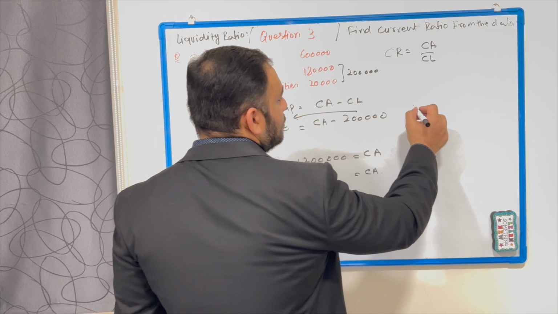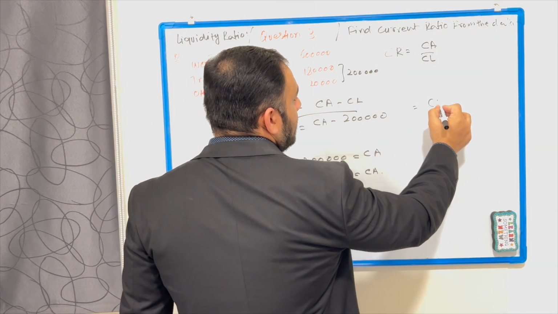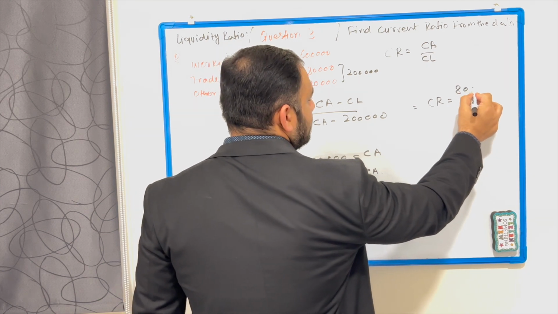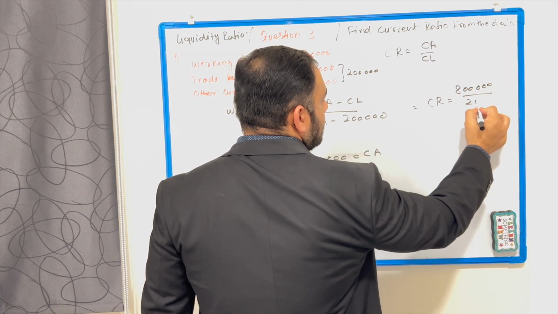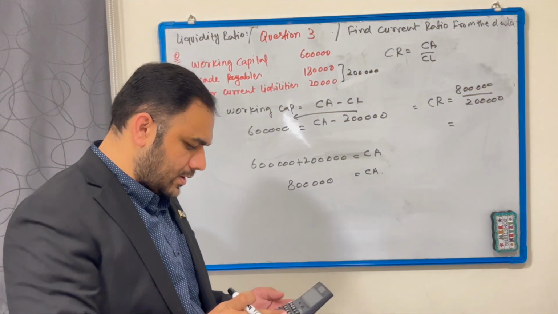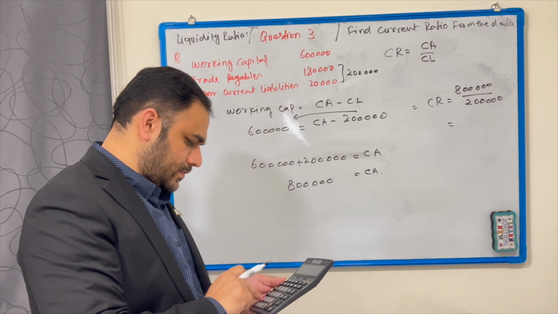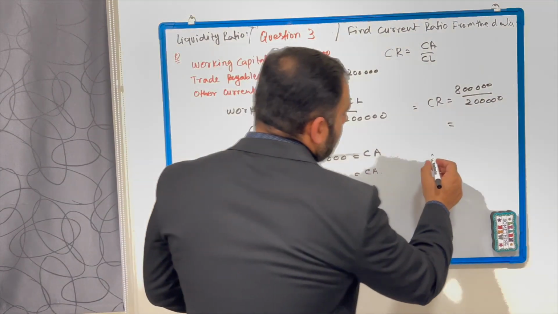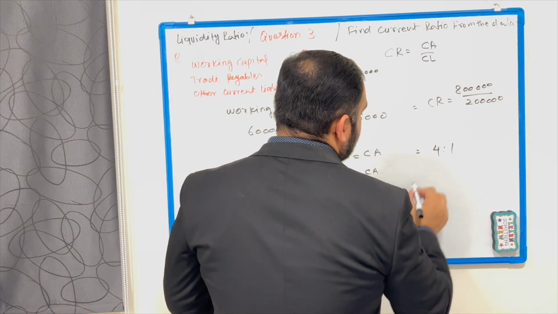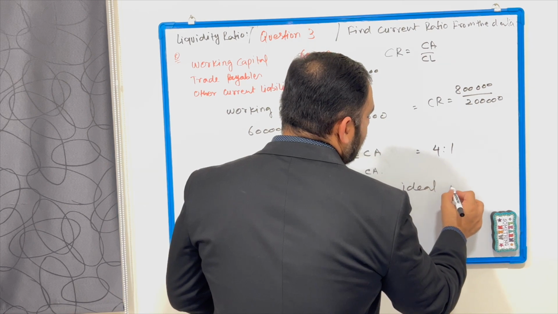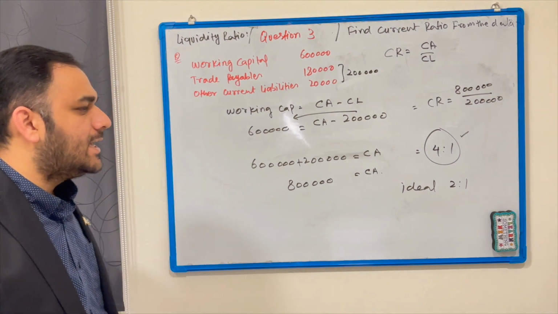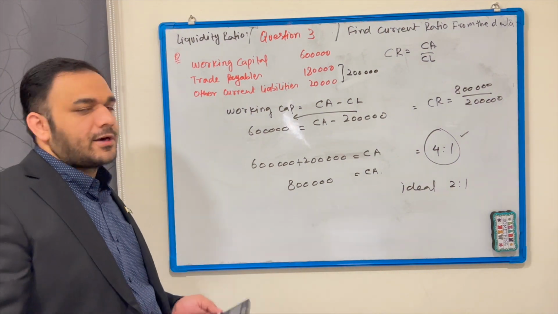So we will put it into the formula. Current ratio equals to current assets, how much? 8 lakh over 2 lakh. We will see. So it is 4:1. This is a perfect ratio for you because the ideal ratio of current ratio is 2:1. So we have found 4:1. So it is an excellent ratio for current ratio.